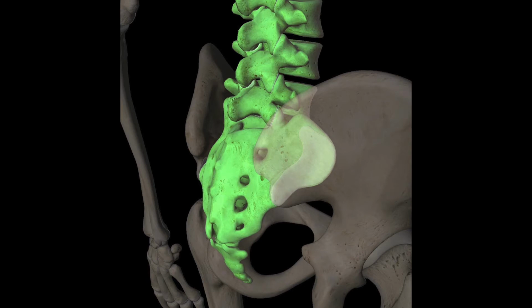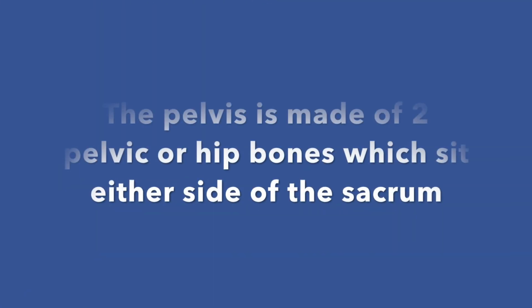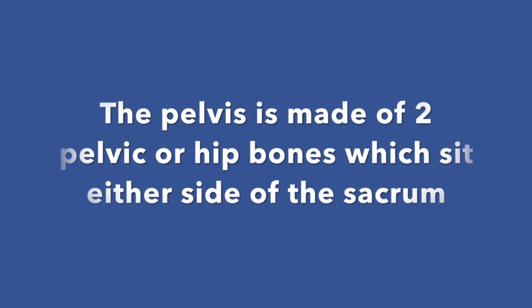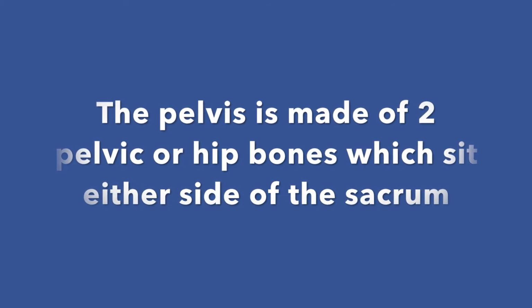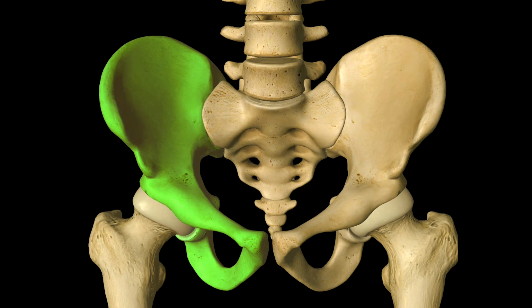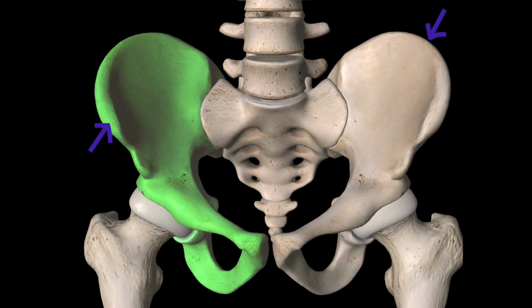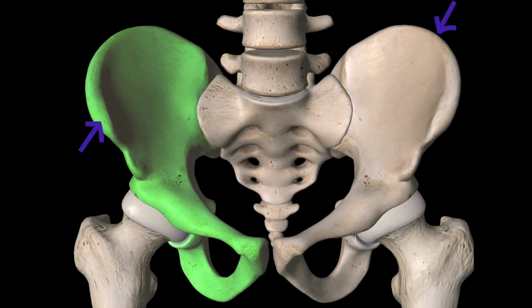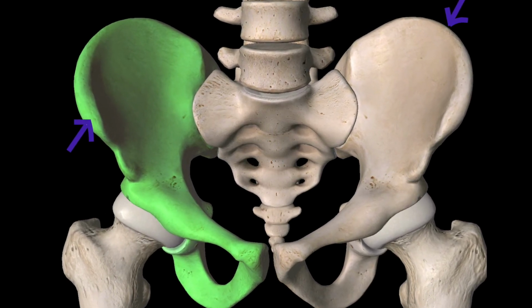The pelvis is made of 2 pelvic or hip bones which sit either side of the sacrum. You can see here 1 pelvic bone highlighted. You can see how it connects to the sacrum. You can see the 2 pelvic bones there and that very intrinsic connection to the sacrum, and how the sacrum once again continues up into the spine.